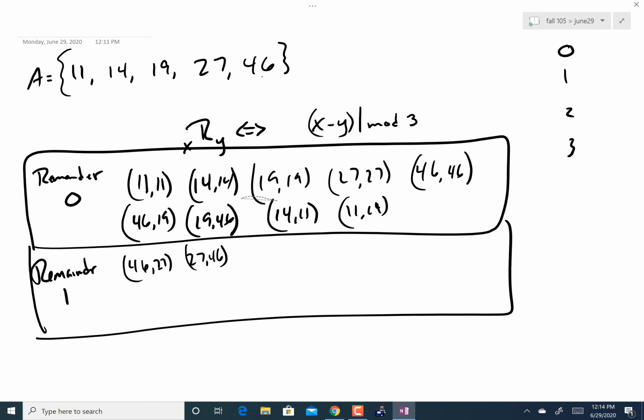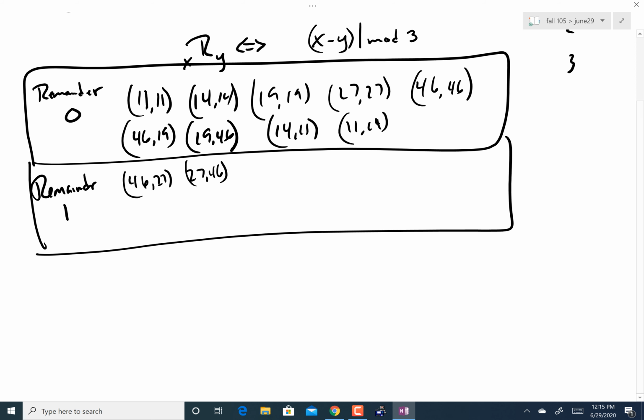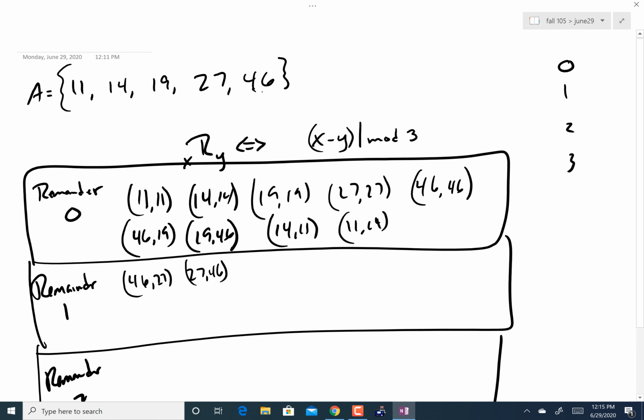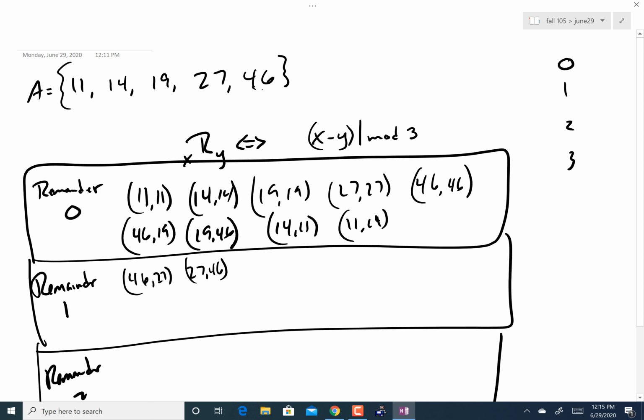What else we got here? 46 minus 19 is 27. That doesn't count. 46 minus 14 is 32. No, that'll give you a remainder of 2. By the way, I should keep track of these as I go along. That'll give you a remainder of 2. No, that's too much work. I'm not going to do that. All right, so then 46 minus 11 is 35. Is also a remainder of 2.